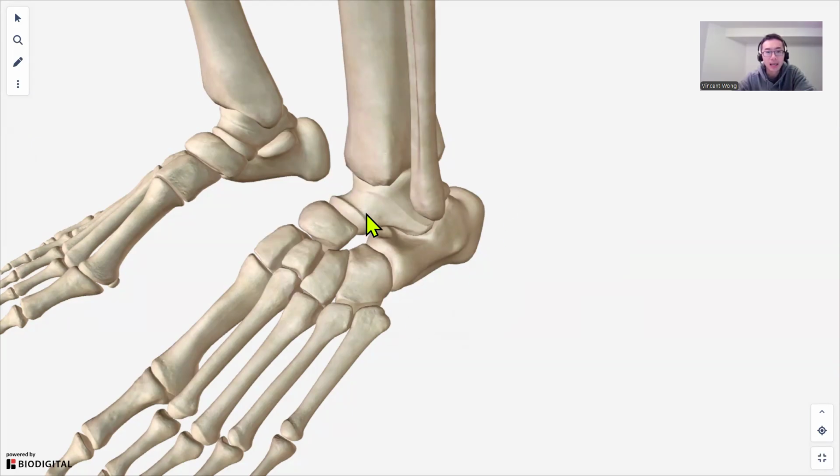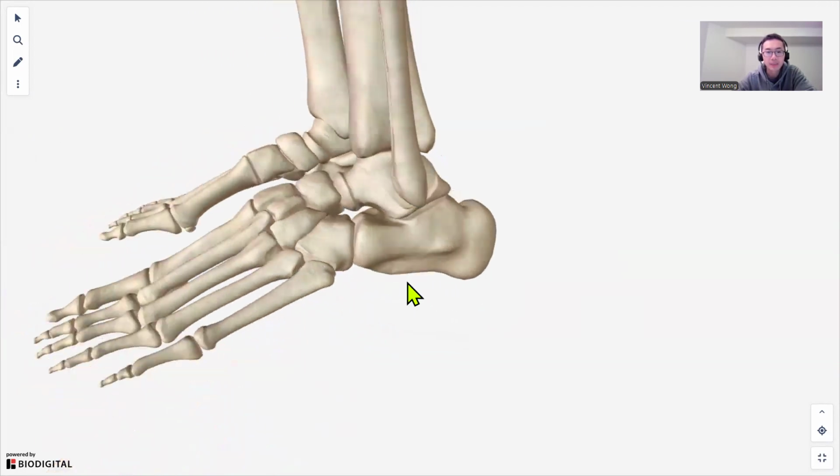Tarsal. And they all have individual names, but I only want you to know 2 of them. There's the talus, which forms the ankle with the tibia and the fibula. And then at the back, we have the heel bone. The heel bone is called the calcaneus. Calcaneus. So all these 7 bones are tarsals, metatarsals, and phalanges one more time.